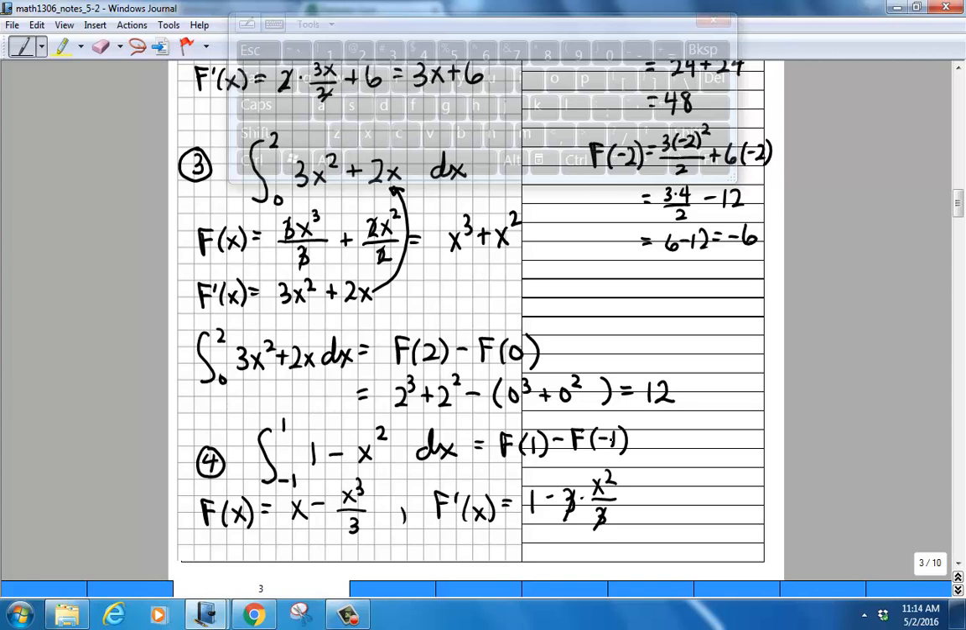So tell me what y'all get there. This one's going to involve a fraction, I think, so you have to do a little bit of fractional arithmetic. Plug 1 in there, and then plug minus 1 in there, and take the difference and see what you get. All right, hang on a second there.